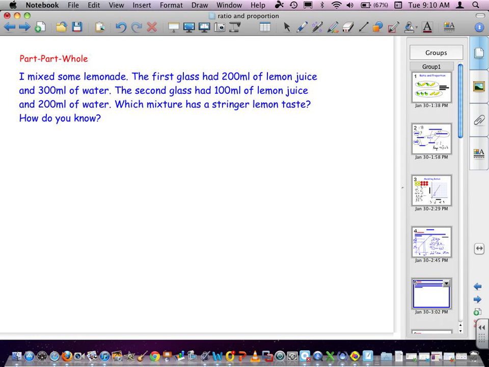Okay, this one is a part-whole problem. So we're looking at parts in relation to the whole with this one. Okay? How could you model it? How could you figure it out? What did you do? Draw a picture, what did you do? 2 cups?